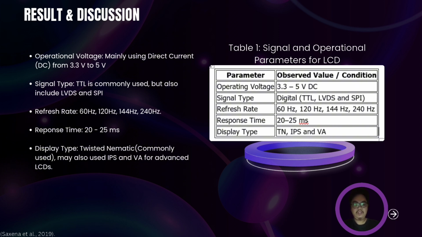Let's move on to Table 1, which is the signal and operational parameters for liquid crystal display. The operational voltage that we use is mainly direct current, set from 3.3 volts to 5 volts, and we usually use TTL as the signal type, but we may also use LVDS and SPI.